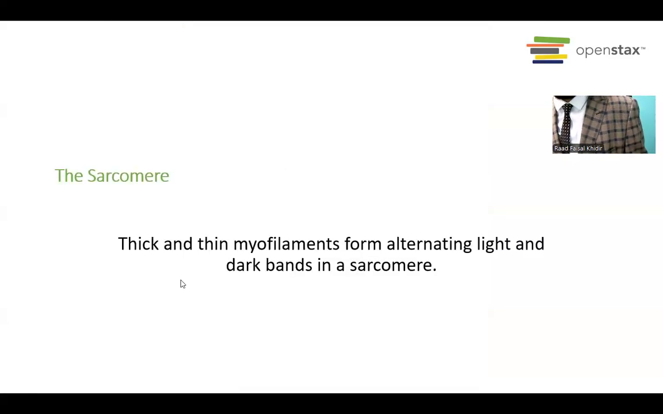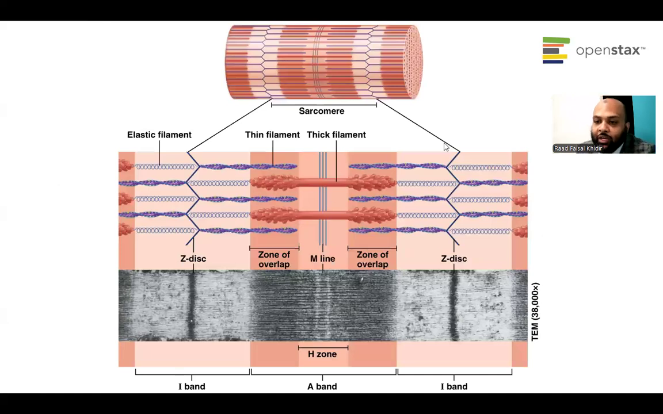The sarcomere, that is the contractile unit. So if I ask you on the exam, what is the contractile unit of the muscle cell? It is the sarcomere. It is made up of thick and thin filaments that form alternating light and dark bands in the sarcomere. There we go. Do you see the Z disc that we began with?